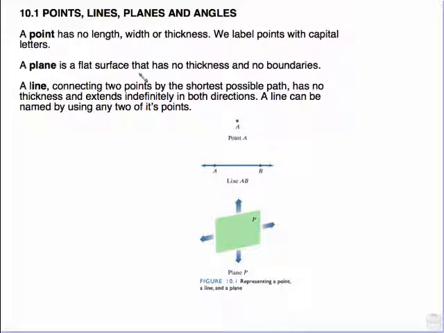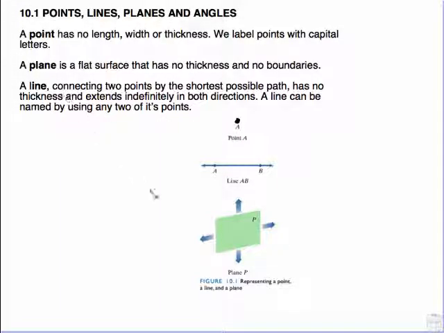Chapter 10 is all about geometry, and section 10.1 is points, lines, planes, and angles. A lot of definitions and some problems. A point has no length, width, or thickness. It's just this right here. It's just a dot. And we label it with a capital A, and we call this point A.